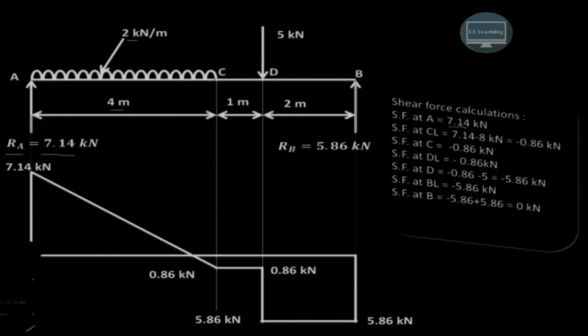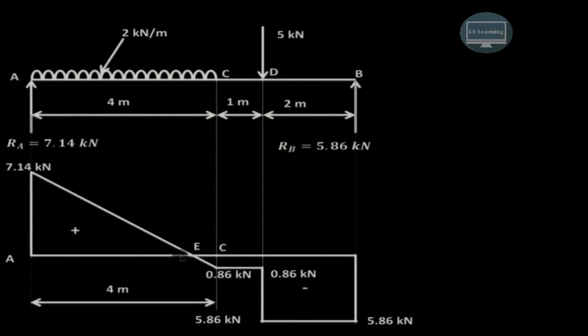Now here you can see this is the point at which the shear force is becoming 0. So we have to locate this particular point from A, or you can say from the left hand support. And the point at which the shear force is 0, we will always find that the bending moment is maximum. So first we'll locate this point from A.